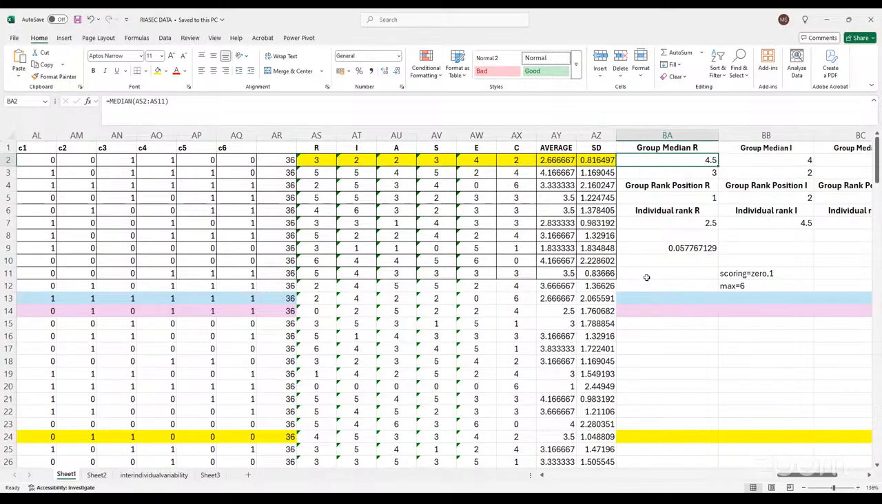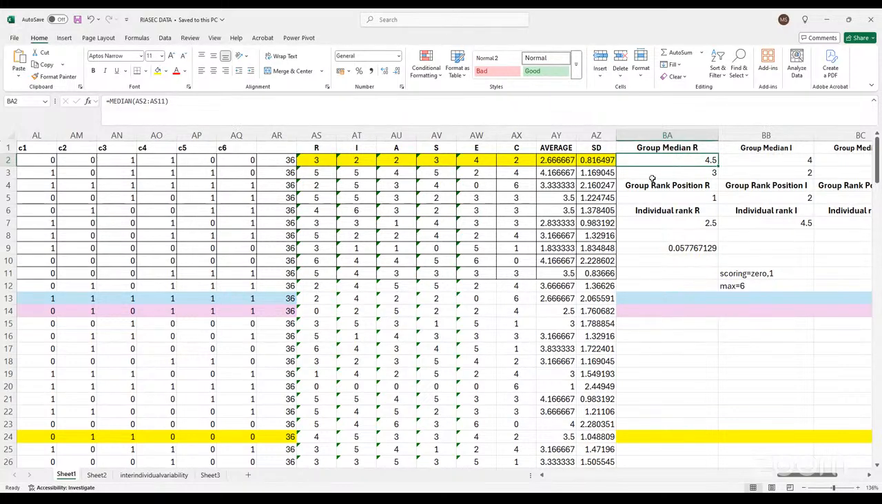So now the question is why we want to see the median. You told me that the median is a mid value, right? So this is the mid value of the R domain. There are 6 domains, right? So this is the group median R of the R domain, which is 4.5.